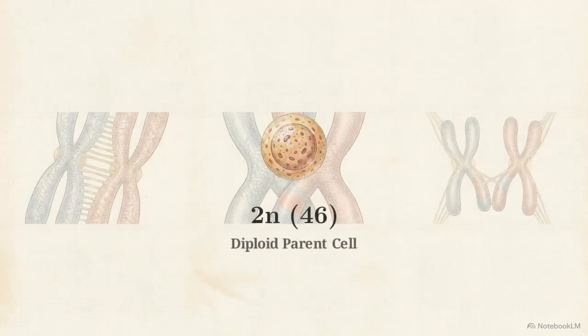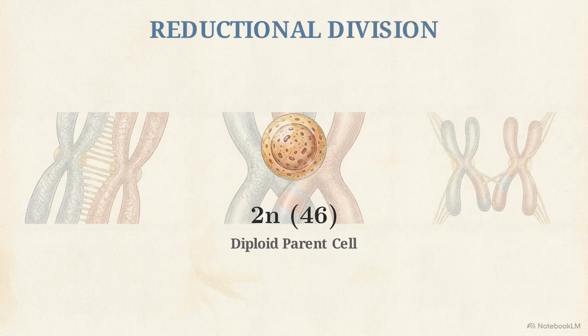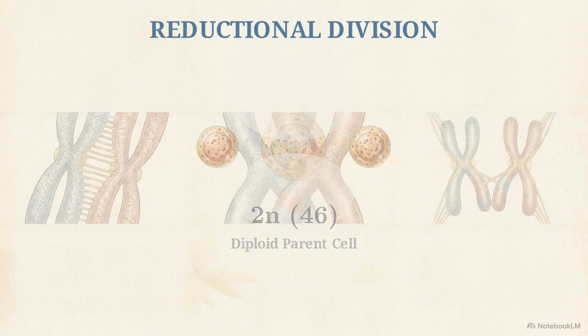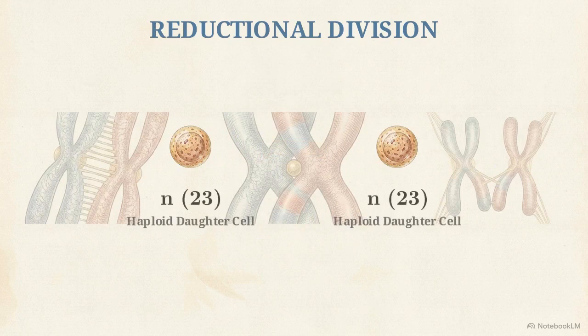This diagram shows the biological solution. It is a specialized process called reductional division. To prevent the genome from doubling, a starting diploid cell, marked 2N with 46 chromosomes, must divide that number in half, creating haploid cells, N, with 23 chromosomes each.